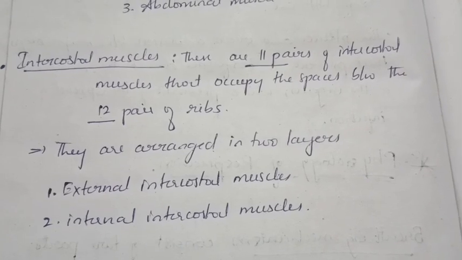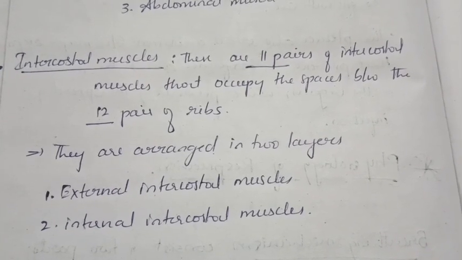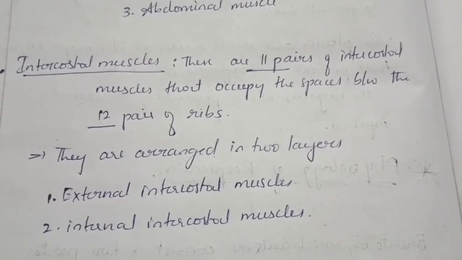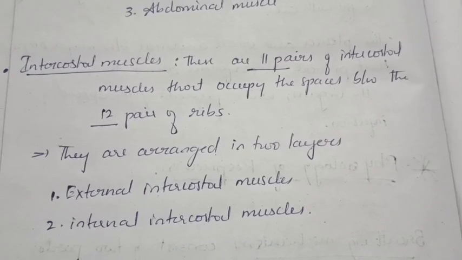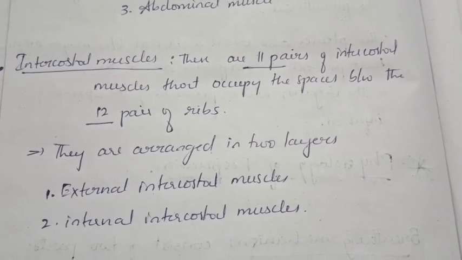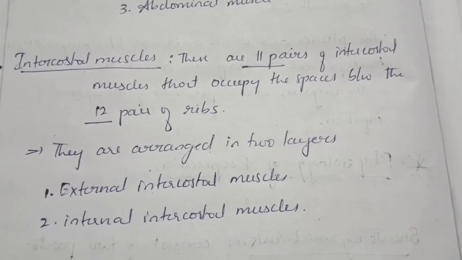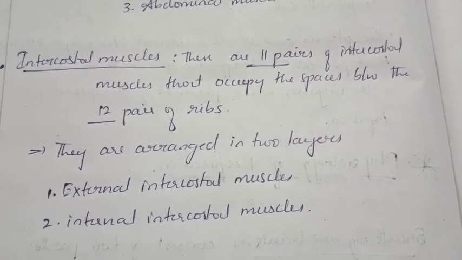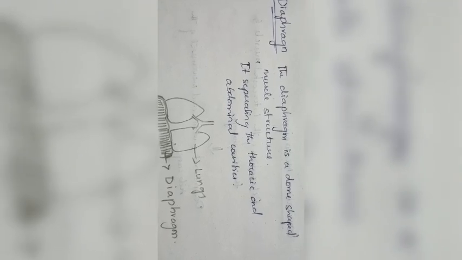Intercostal muscles. There are 11 pairs of intercostal muscles that occupy the spaces between the 12 pairs of ribs. They are arranged in two layers, external intercostal muscles and internal intercostal muscles. Diaphragm. The diaphragm is a dome-shaped muscle structure. It separates the thoracic and abdominal cavities.